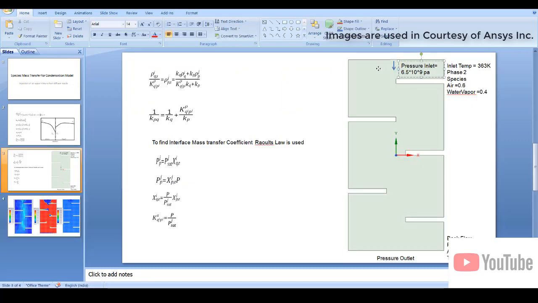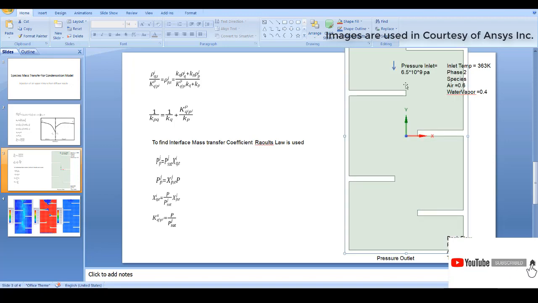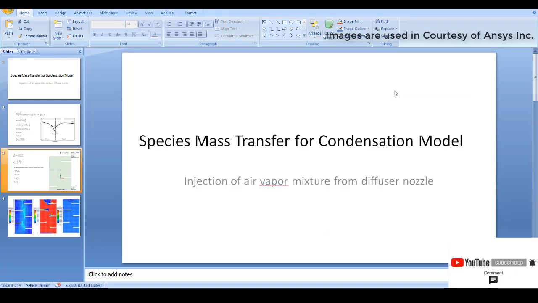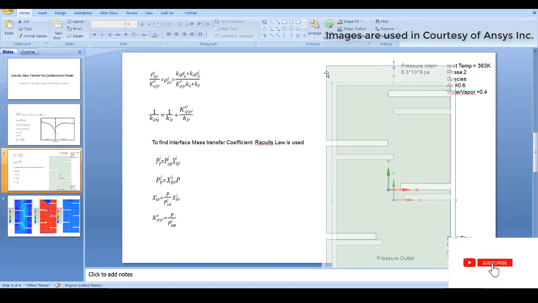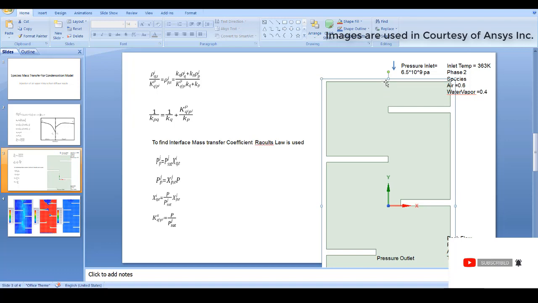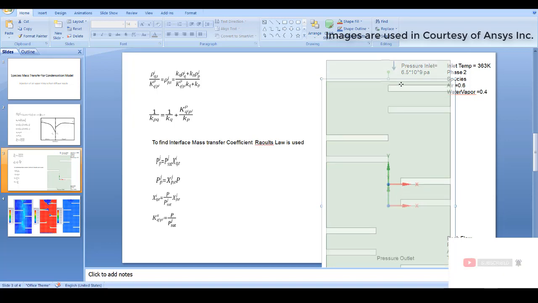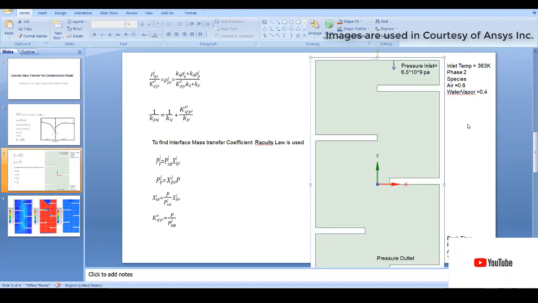Sorry, it's not too big, but you can see a small diffuser. I'll just magnify. Maybe I can just drop down 1 second. Yeah. So this is a small diffuser that I have placed, and the pressure of 6.5 times 10 power 9 Pascal I have given, along with a temperature of 363 Kelvin, and phase 1 I have assumed as water, and phase 2 is species, which is a combination of air and water vapor, air with 0.6 and water vapor as 0.4.